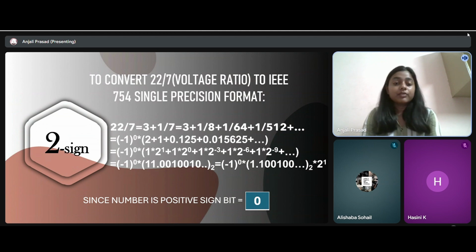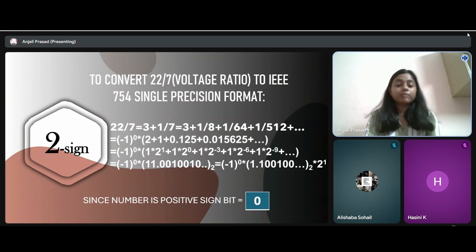So we will write it as minus 1 raised to the power 0, since the number is positive, times 3, which can be written as 2 raised to the power 1 plus 2 raised to the power 0, which is 2 plus 1, plus 0.125, which is 1 by 8, plus 0.015625, which is 1 by 64, and it goes on. Then the binary representation will be minus 1 raised to the power 0 times 11.001001 repeating, base 2. Then we will convert it to the scientific notation, and it is written as minus 1 power 0 times 1.100100 repeating, base 2, times 2 raised to the power 1.